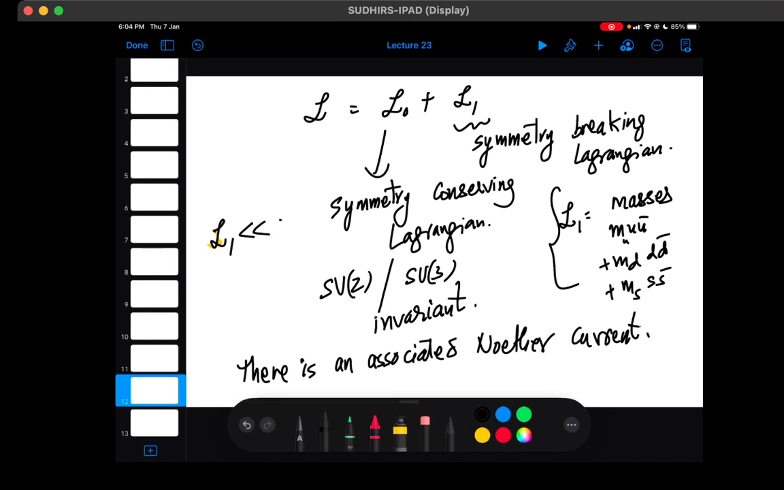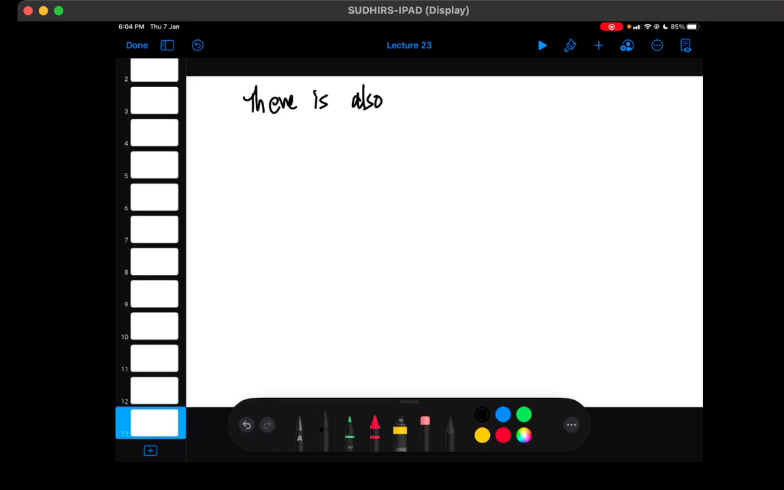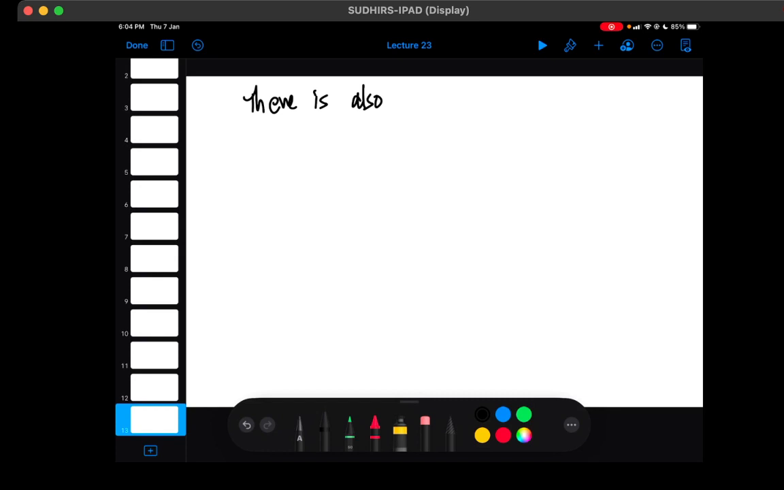Under this assumption, you can work with L0, and there is an associated Noether current within L0, because it is exactly invariant. Now, current algebra rests on the fact that because there is an associated Noether current, there is also an associated Noether charge along with these symmetries.